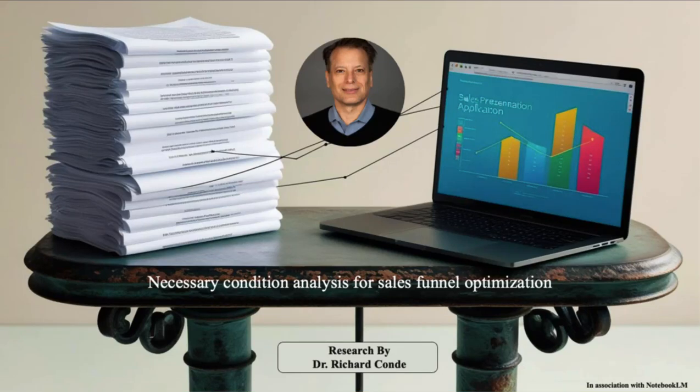Today we're going to really dig into a topic that I think can change how so many people look at their sales funnel, and that is necessary condition analysis.